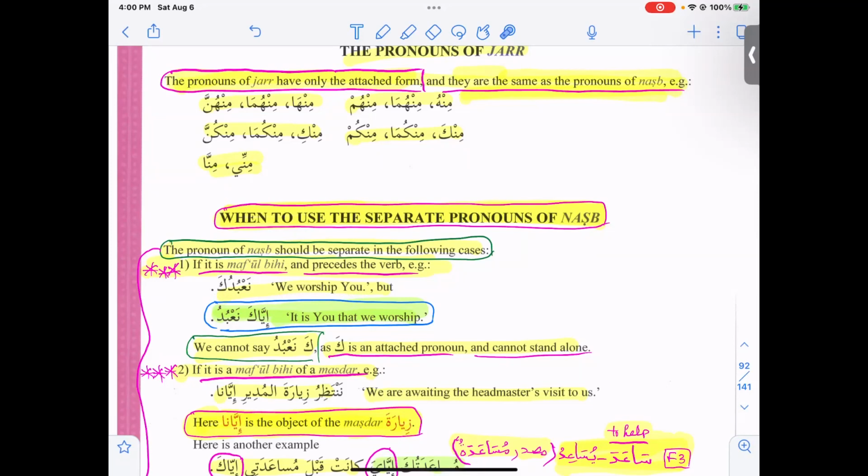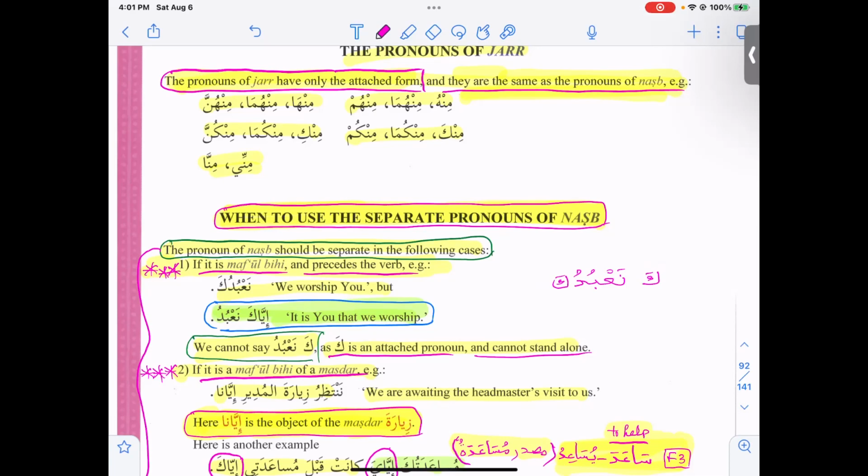But I want to bring ka in front. Nabudu, ka is attached. I bring it in front. Is it possible? No, it is not possible, because this is always attached. This is an attached pronoun, so it will remain attached. It cannot be separated. So how do I separate it?